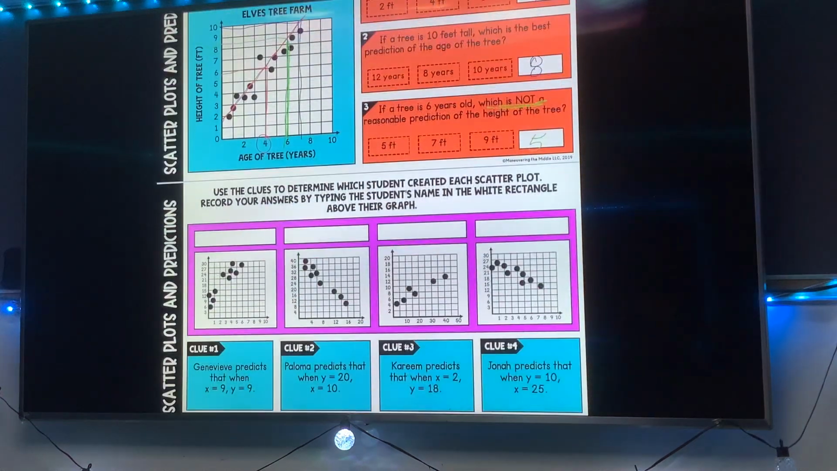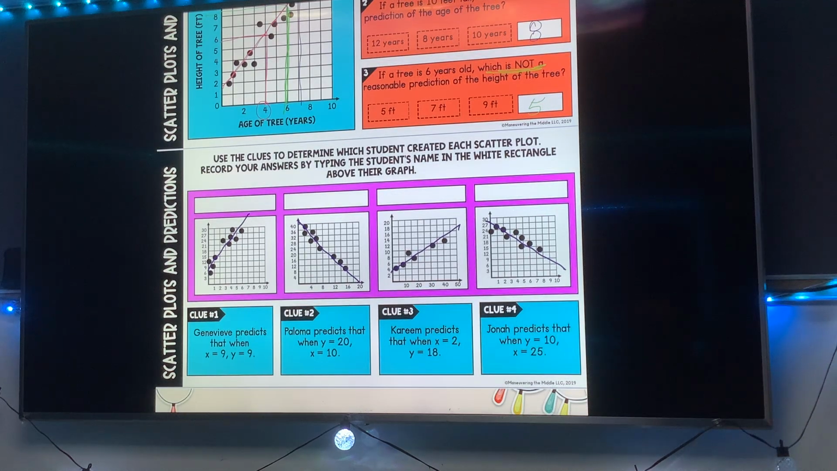Okay, let's figure out these and figure who is who. So at least with digital, you can sit there and play with those numbers. Okay, Genevieve says when X is 9, Y is 9. When X is 9, not that one. Oh, not that one. When X is 9, ooh, right there. That is Genevieve.